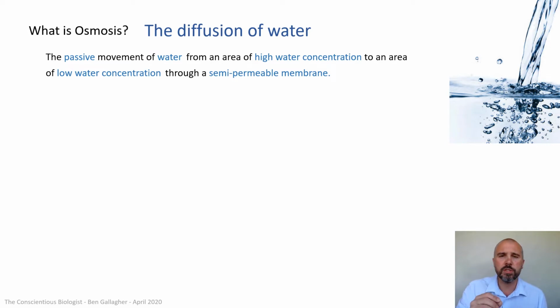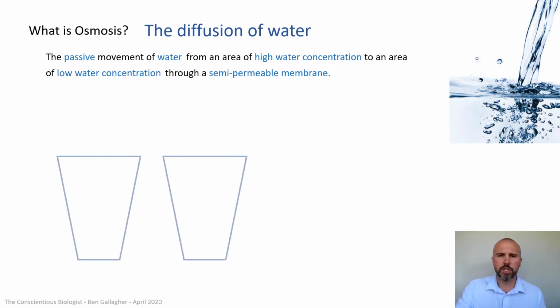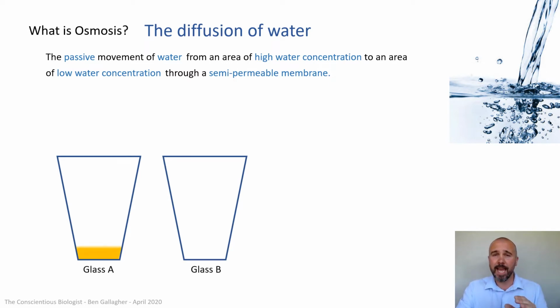Before we carry on, let's just dissect this concept of water concentration, because this is one area where students often struggle because you have to flip your thinking around a little bit. So imagine I've got 2 glasses. Let's call them glass A and glass B. Into glass A, I put a certain amount of orange concentrated cordial or orange squash, whatever you call it. In glass B, I put a smaller amount of that concentrated orange, and then I top both glasses up to the same level.